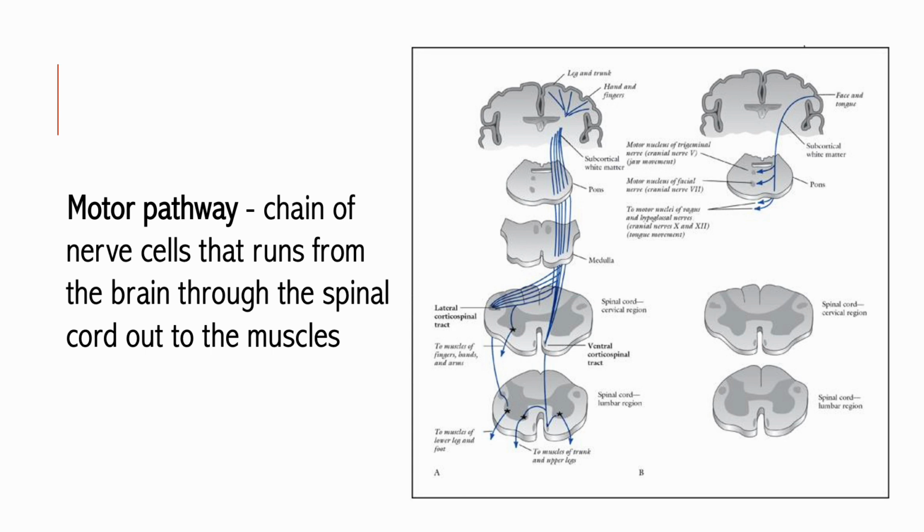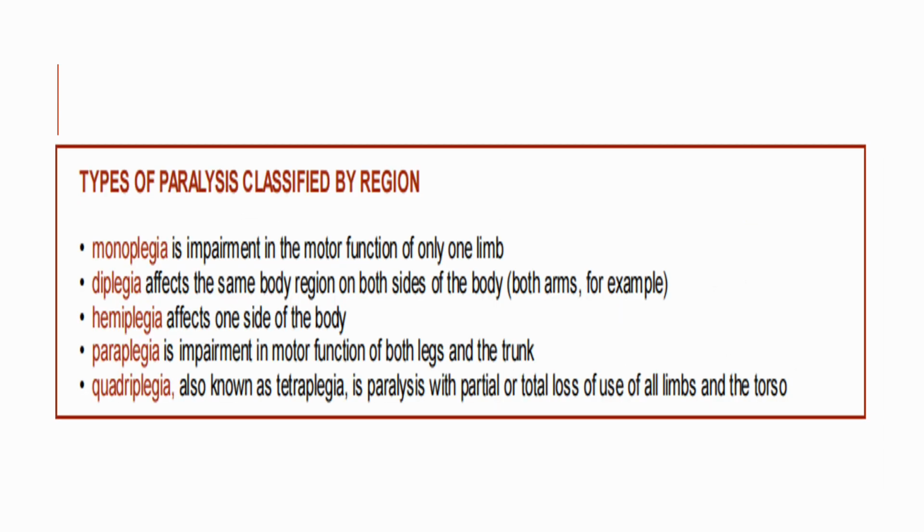Paralysis may affect an individual muscle, but it usually affects an entire body region. The distribution of weakness is an important clue to locate the level of nerve damage that caused the paralysis. The types of paralysis are classified by region. Monoplegia is impairment in the motor function of only one limb. Diplegia affects the same body region on both sides of the body, both arms, for example.